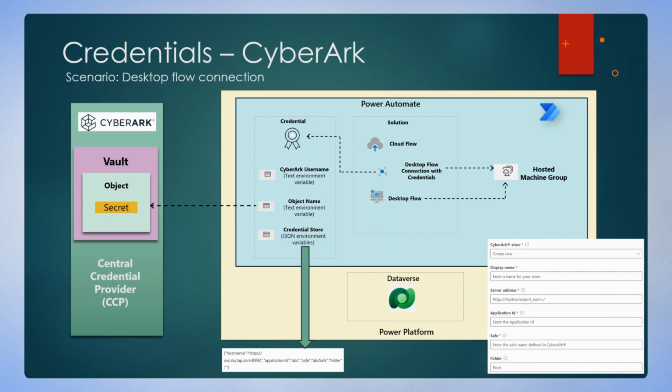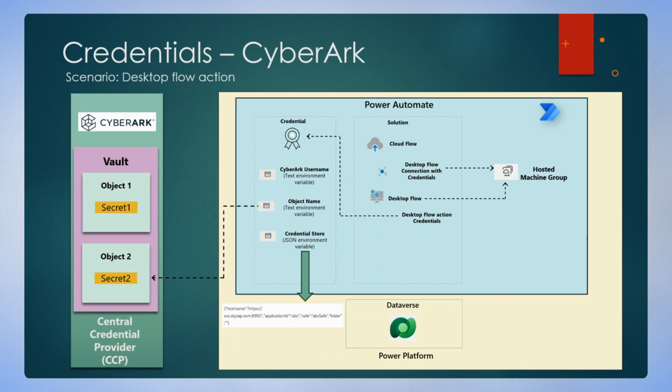So this scenario is very much specific to the desktop flow connection, to manage either the host machine or any machine or a VM that actually runs the desktop flow. Going to the desktop flow action scenario, the composition of the credential remains the same. It's just that the object where the password is stored refers to a second object, pointing to the credentials of the underlying system of record or the application that this automation is looking to integrate with or automate. So this is a great way to fetch the credentials from CyberArk into the desktop flow.